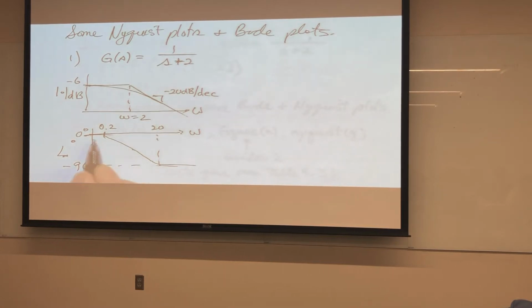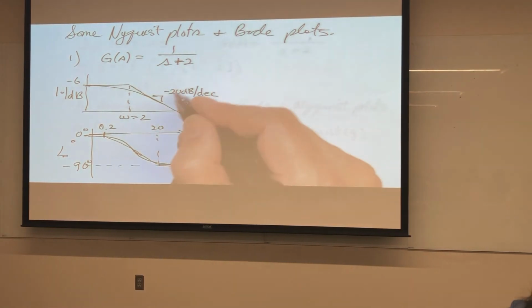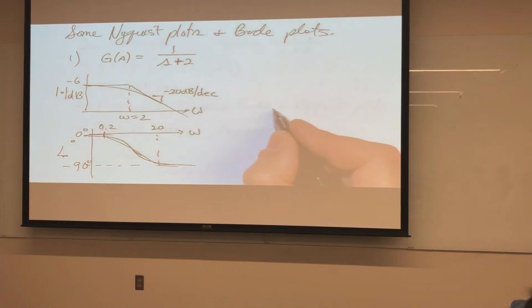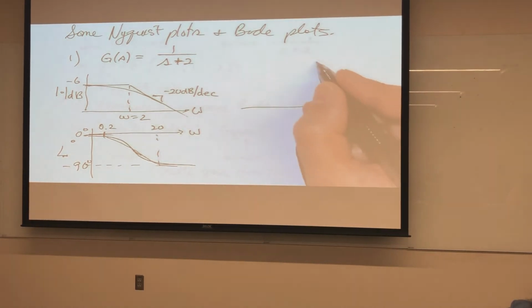And the actual curve is going to look something like this. Okay. Magnitude and phase. Now, this is the Bode diagram. Over here, let's do the Nyquist plot. The Nyquist plot will look something like this.